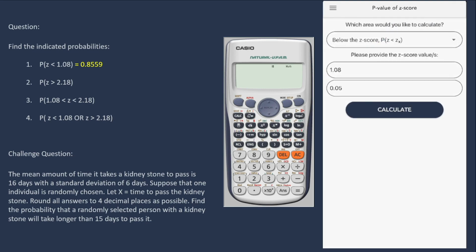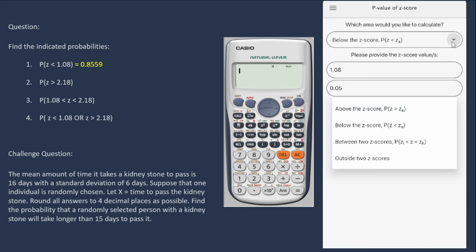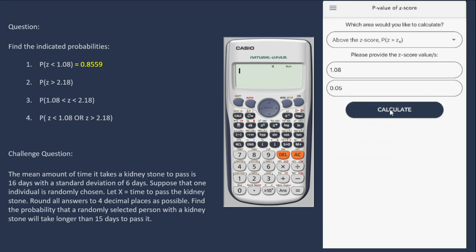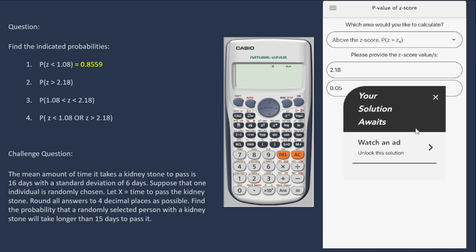Now for the second question, we are tasked to calculate the probability of z greater than 2.18. Okay, so here we select on the drop-down menu above the z-score. Z is greater than z of x. Okay, and then we input the value of z of x as 2.18. Same, the significance level is still 0.05 since we are just concerned with the indicated probability. Okay, so we click calculate.